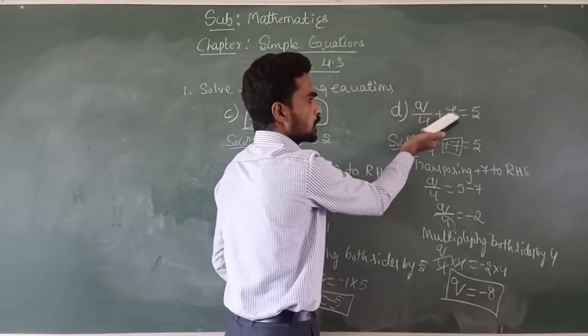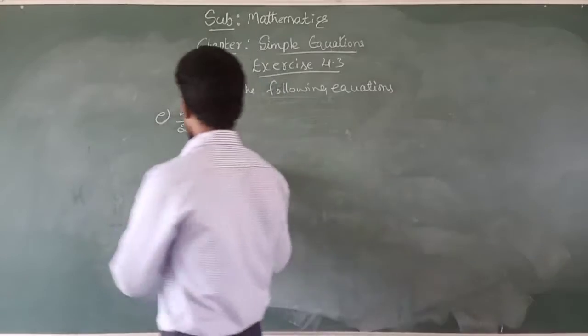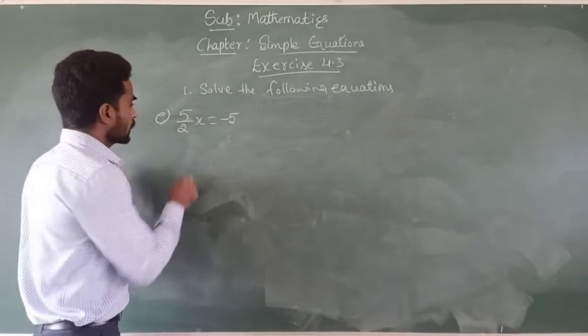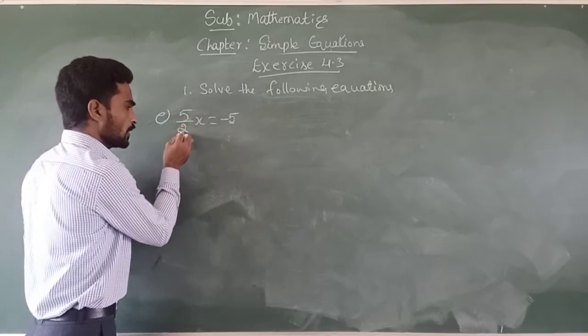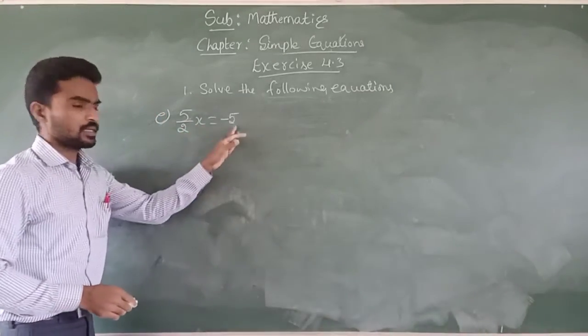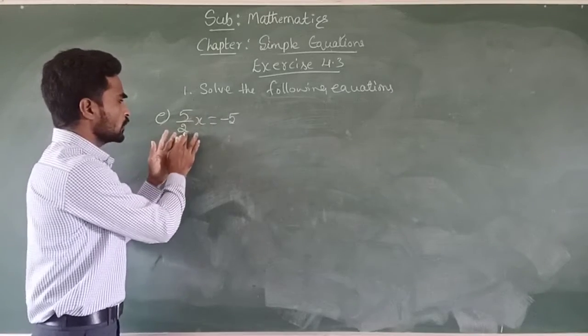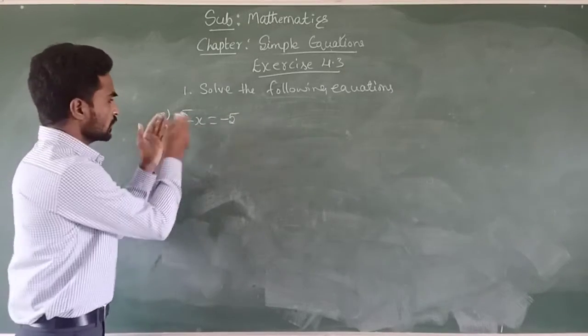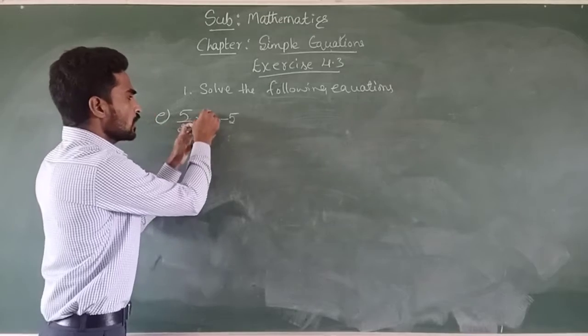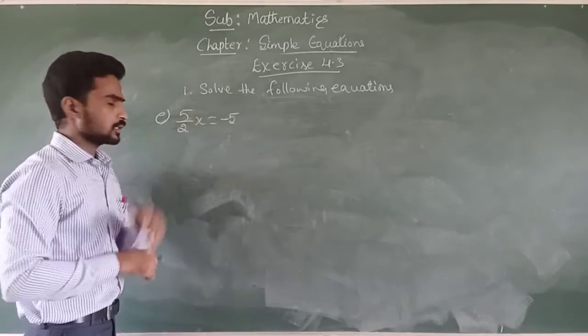q divided by 4 plus 7 is equal to 5. Now we move on to sub question E. Here the equation is 5 divided by 2 into x is equal to minus 5. Here the LHS is only 5 divided by 2 into x. Here there are no terms added to or subtracted from this term.